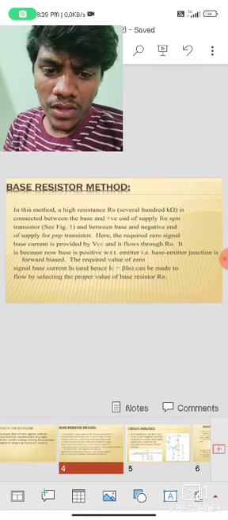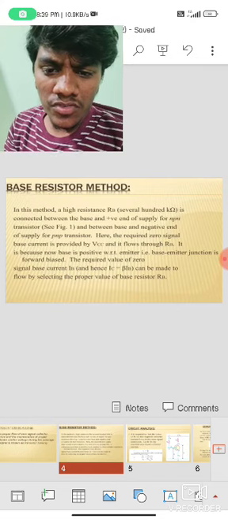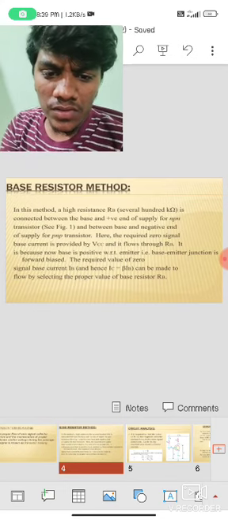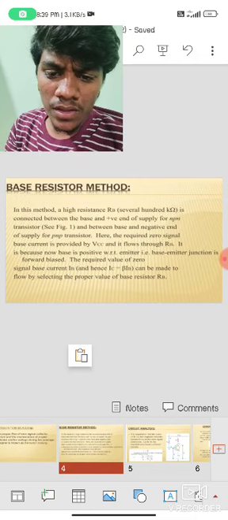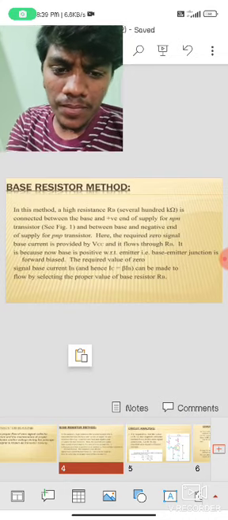Here the required zero signal base current is provided by VCC and it flows through RB. Because the base is positive with respect to the emitter, the junction is forward biased. The required value of zero signal base current IB, and hence IC equals beta IB, can be made to flow by selecting the proper value of base resistor RB.